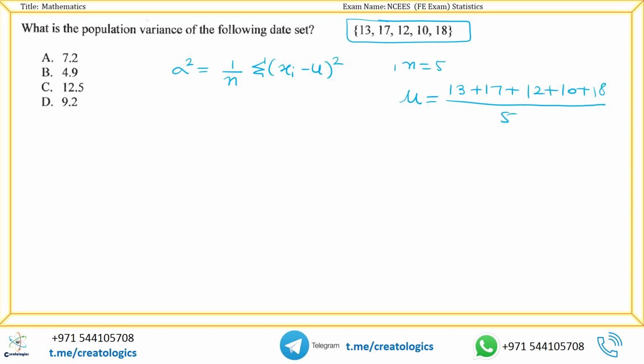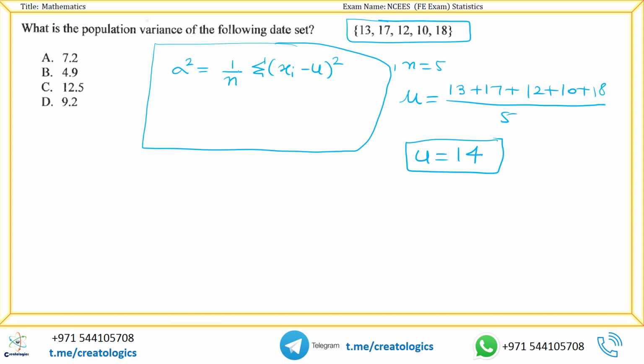Now again you have to find mu, which is the mean value, and in this case the mu value will come out as 14. So I will write mu is equal to 14. Now subtract 14 from each of the observations as per the formula. You can find this formula in your handbook. So you will get the value of sigma squared from here, and that's what you needed.